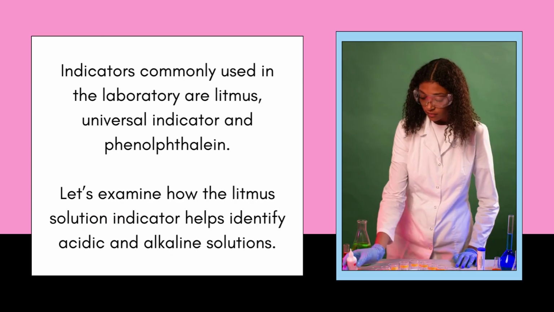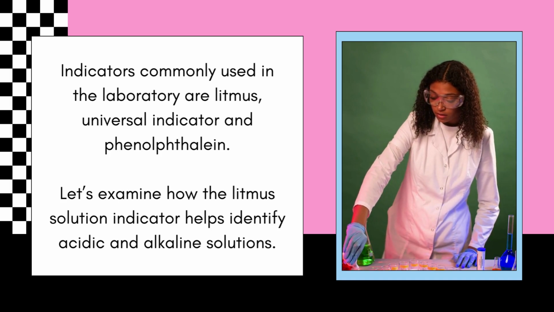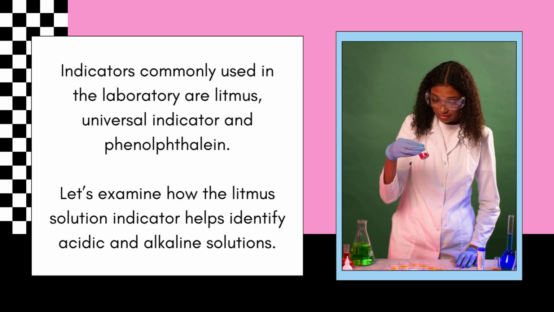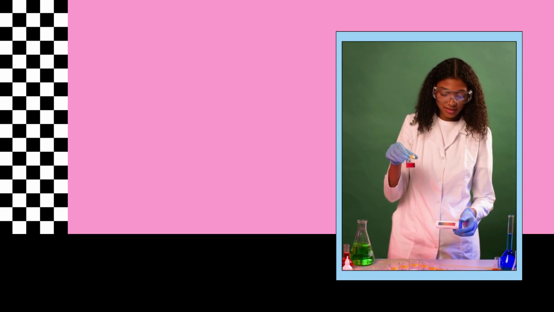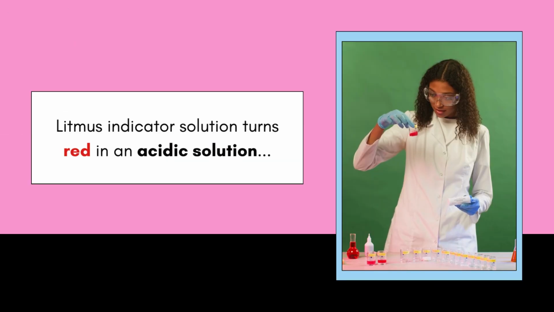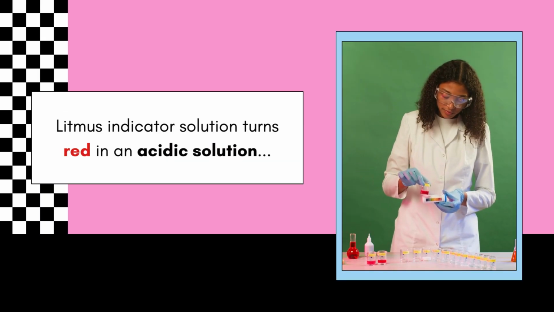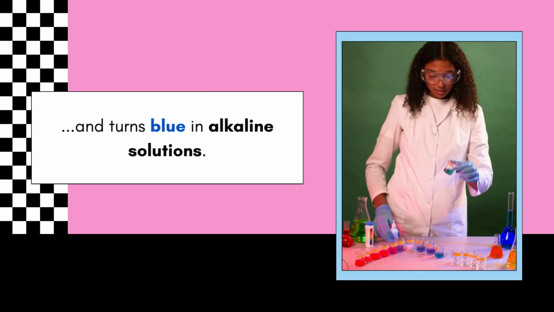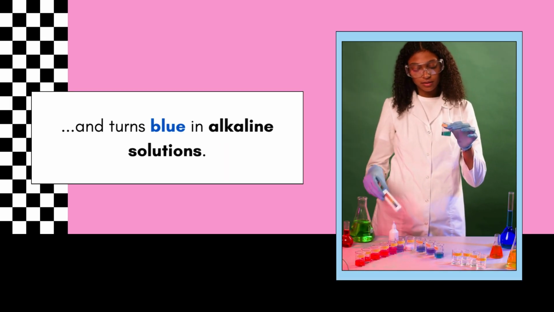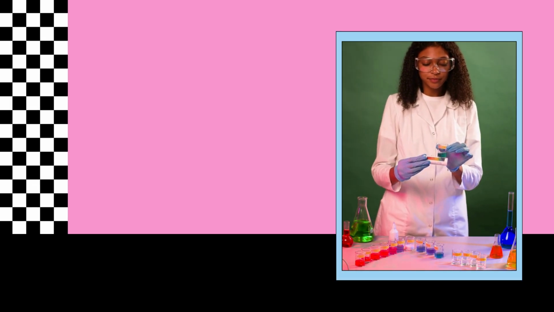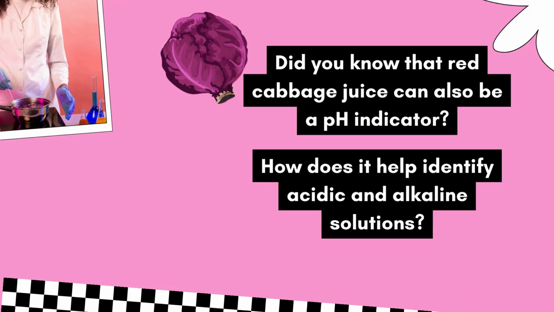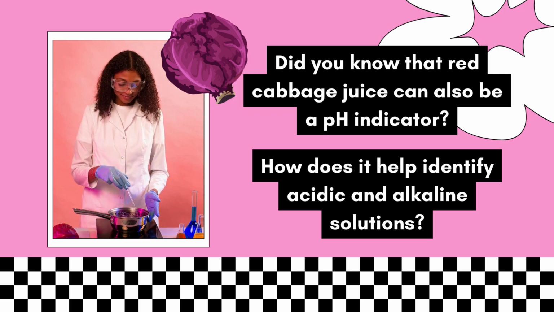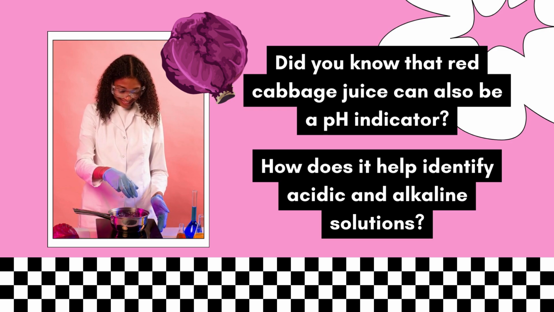Indicators commonly used in the laboratory are litmus, universal indicator, and phenolphthalein. Let's examine how the litmus solution indicator helps identify acidic and alkaline solutions. Litmus indicator solution turns red in an acidic solution and turns blue in alkaline solutions. Did you know that red cabbage juice can also be a pH indicator? How does it help identify acidic and alkaline solutions?